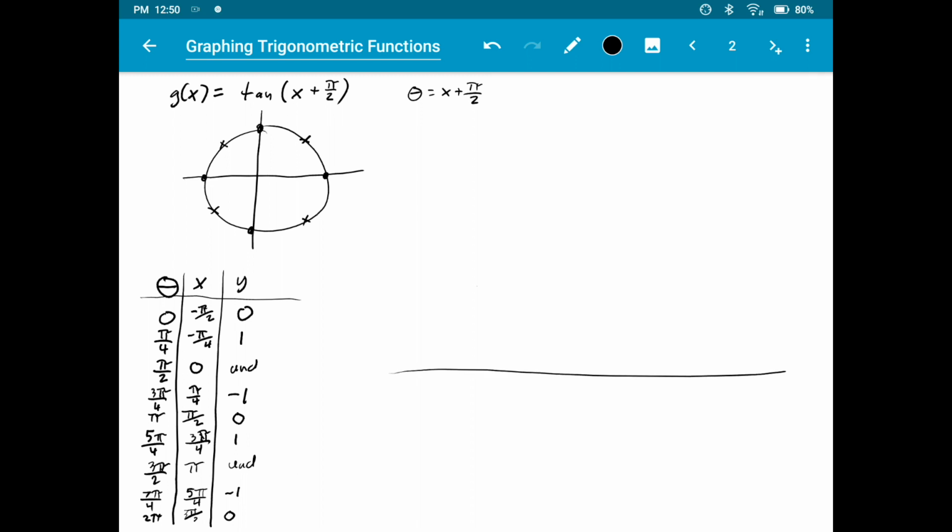So if we graph this function, we care about values from negative pi over 2, negative pi over 4, 0, pi over 4, pi over 2, 3 pi over 4, pi, 5 pi over 4, and 2 pi, and 3 pi over 2, and it will keep going, following the same patterns.